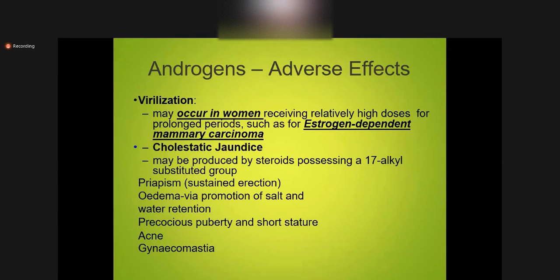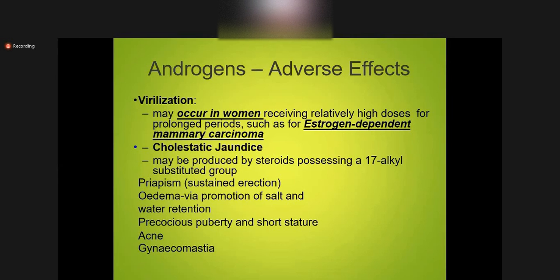What could be the side effects if you use androgen for a prolonged time? For example, androgen is also given in estrogen-dependent mammary carcinoma. This is a rare use, but it can be used. It may cause virilization in the female, with hair growth and other male characteristics, if given for a prolonged period. Cholestatic jaundice is another condition that can happen. Why? Because the chemical structure of this testosterone is a 17 alkyl substitute.